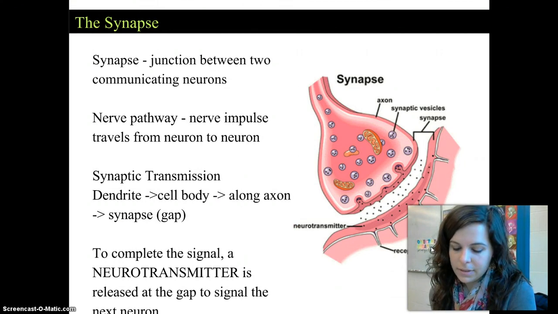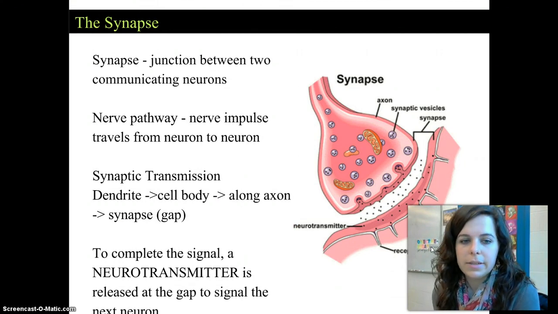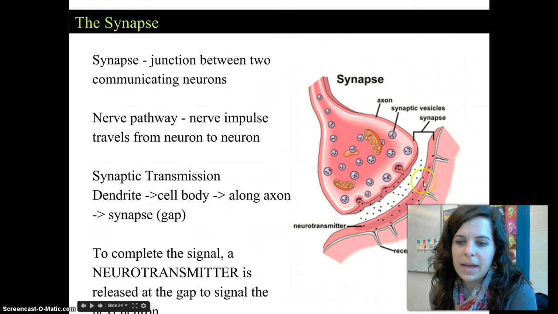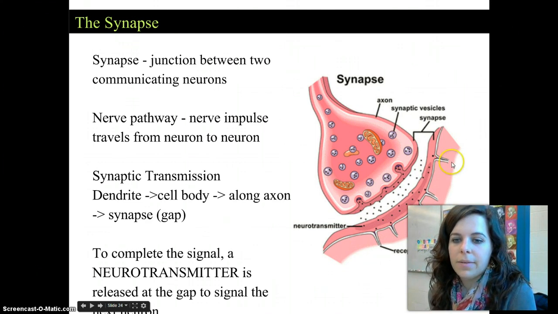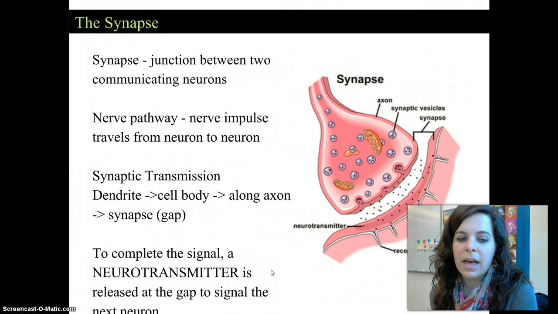A synapse is a junction between two neurons. It doesn't touch, so there is a space, and the space is actually called the synapse. The nerve pathway is when the nerve impulse travels from neuron to neuron. The impulse will come in through the dendrite, be transmitted to the cell body, and then run along the axon until it reaches the synapse or gap. Then to complete the signal, a neurotransmitter will be released at the gap to signal the next neuron to do its job.